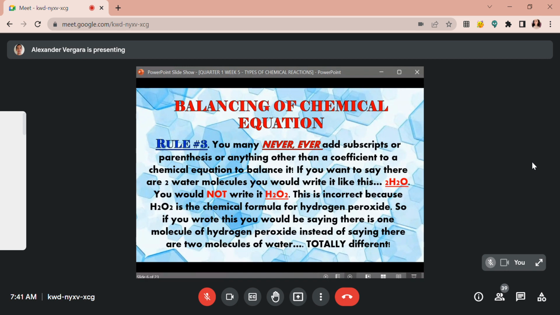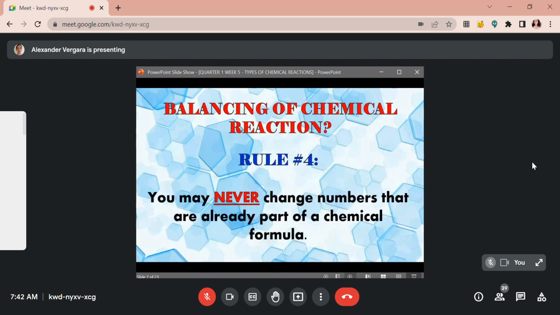If you want to say that there are 2 water molecules, you could write it like this: 2 H2O, and not put 2 on the oxygen part. Okay? Because the compound will be different. And number 4, you may never change the numbers that are already part of the chemical formula so that you can balance the chemical reaction or equation.